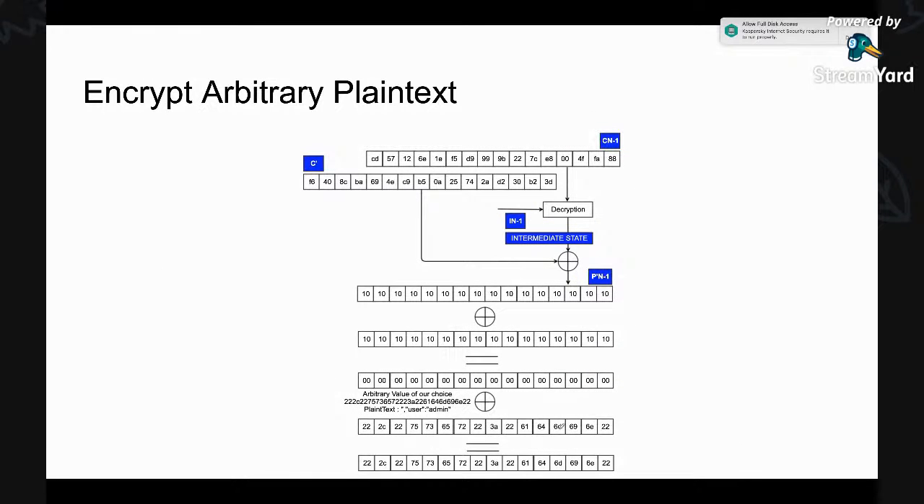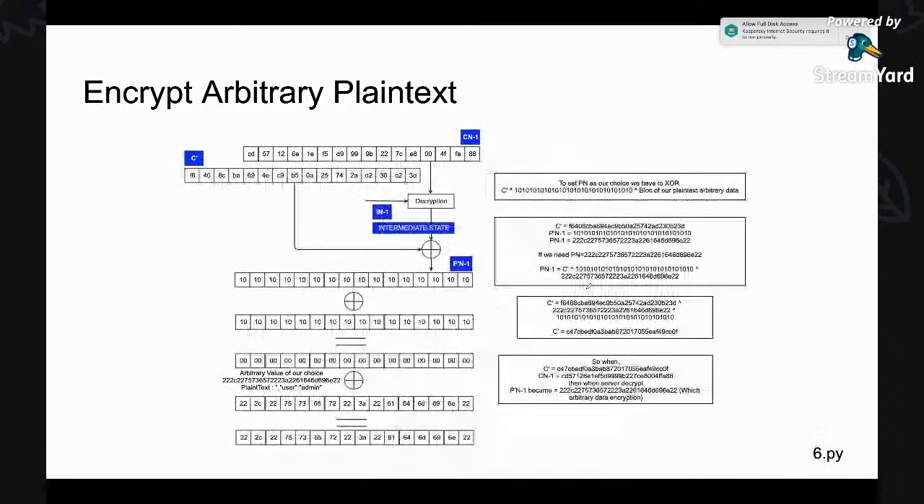Same thing for the second last block, and that is our ending attribute, comma, user is equal to admin, right? Again the same operation: whatever CDS block we have identified, XOR it with 1010, and then XOR it with our arbitrary data. So it will generate this particular block.